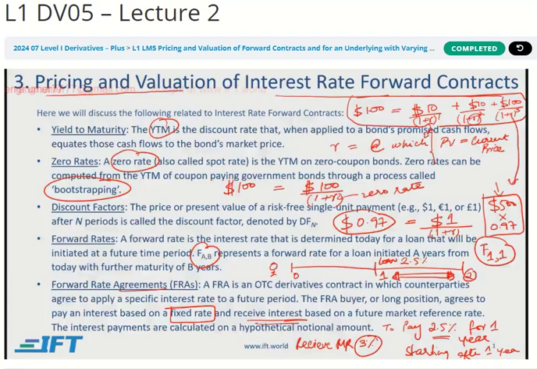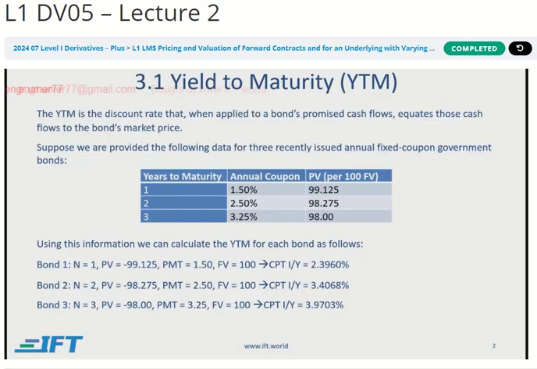So whichever party is long the forward rate agreement, it's like they are buying the interest rate and they are locking it at this price, and if the actual market rate goes up, they will benefit. Now let me explain each of these concepts on separate slides, starting with yield to maturity.